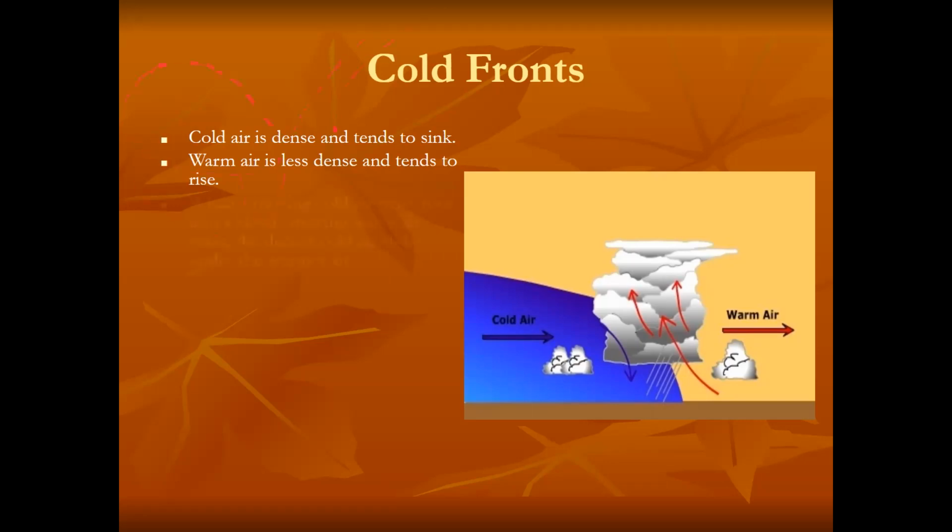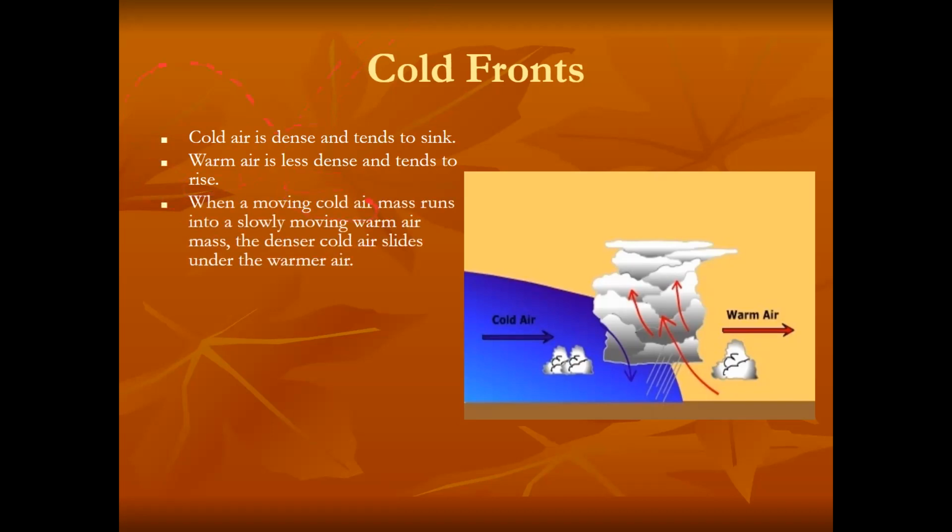So in a cold front, a moving cold air mass runs into a slower moving warm air mass. It's going to start off being this warm, humid air. Then the front is going to come through. This cold air runs into it, and it wedges it out. The key here is that the cold air is denser. It's going to slide beneath the warmer air, and that's going to cause some of the warmer air to get pushed up into the atmosphere.